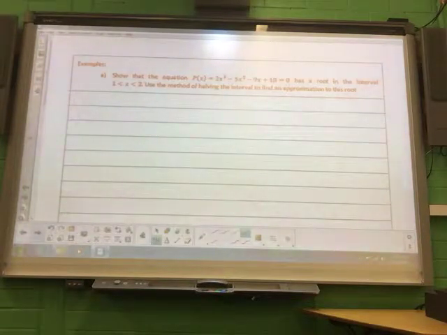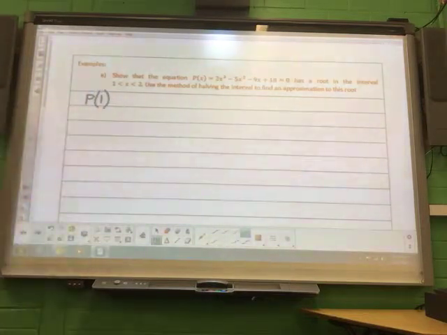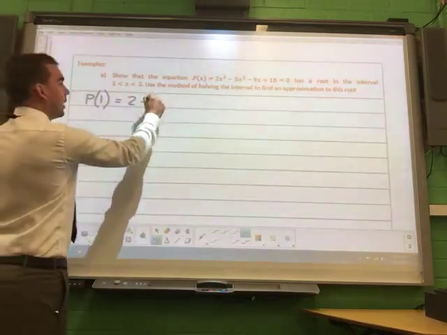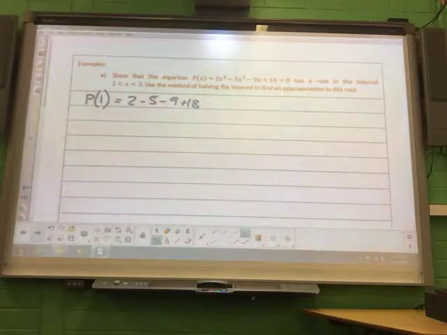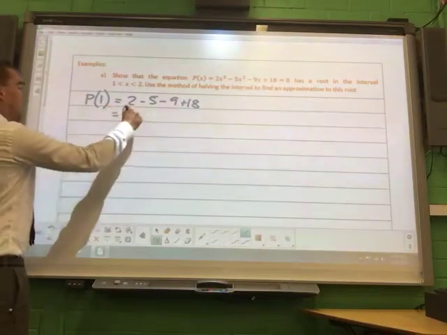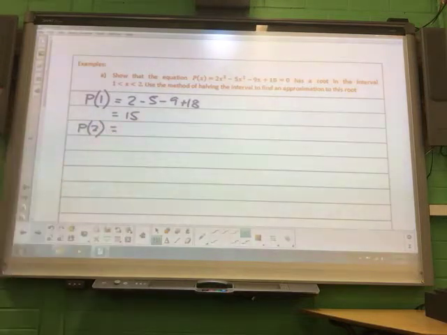So what am I going to do? Aren't I really just finding P of 1? Find the value for P of 1, and then find the value for P of 2, and show that the signs are opposite. When I do that, that's enough to tell me there's a root between those two values. So P of 1 is 1 take away 5 take away 9 plus 18. Then 1 take away 5 is negative 4, take away 9 is negative 13, plus 18 gives 5 for P of 1, and then P of 2.